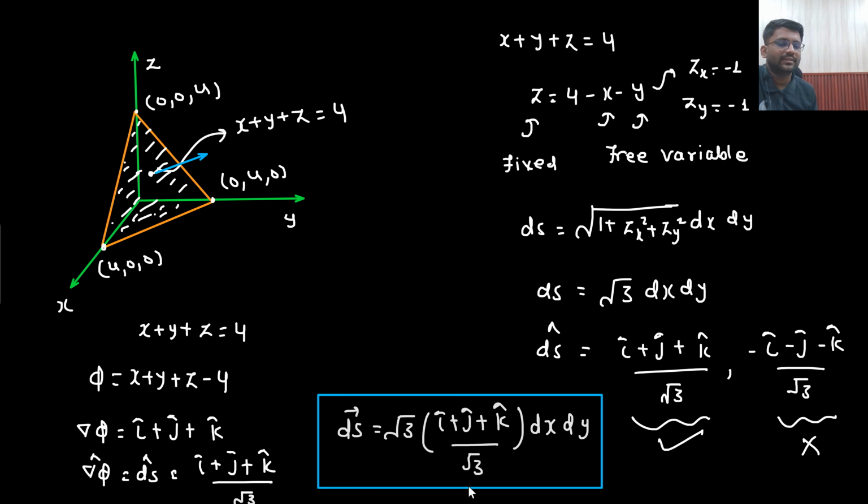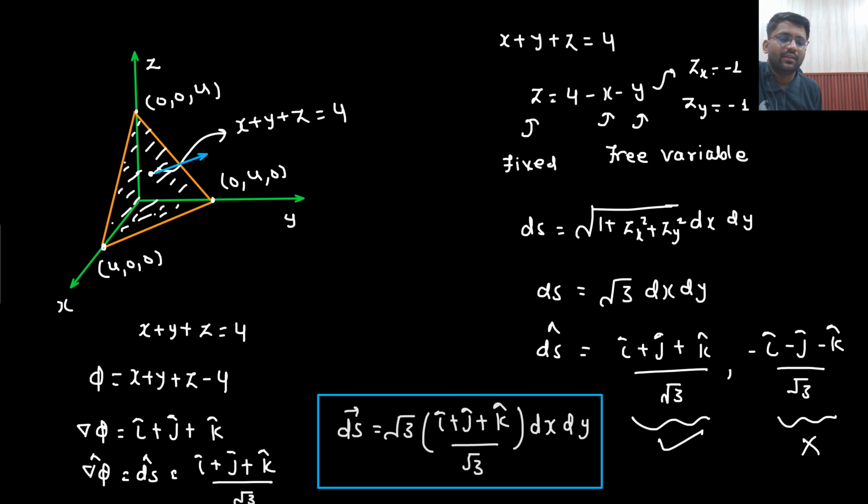Under root 3 and under root 3 will get cancelled out. So dS vector is coming out to be i cap plus j cap plus k cap dx dy. Someone would say that, sir, I could write down in dy dz as well. Yes, sir, you could have written in dy dz. Sir, I could have written in dx dz as well. Yes, but I prefer to write down in dx dy.